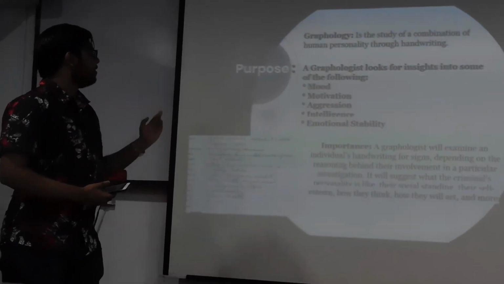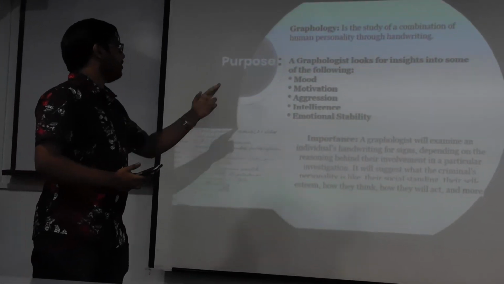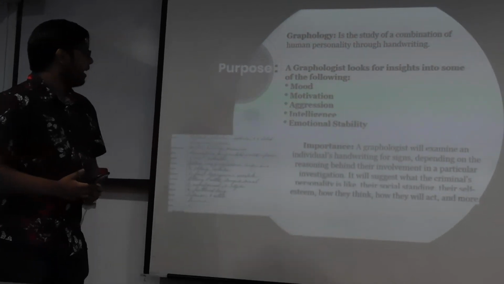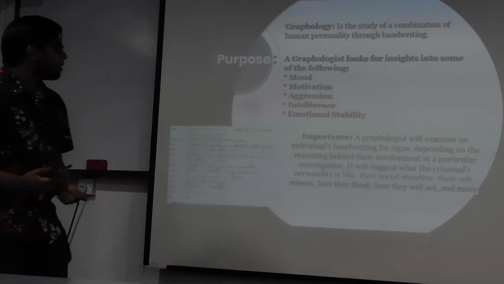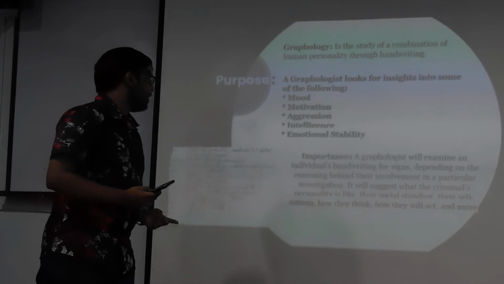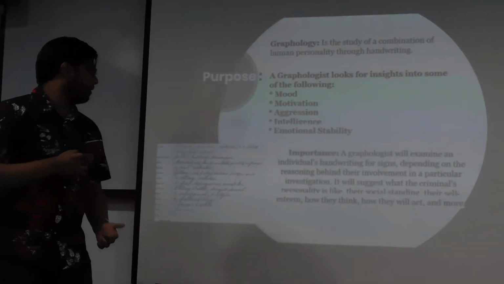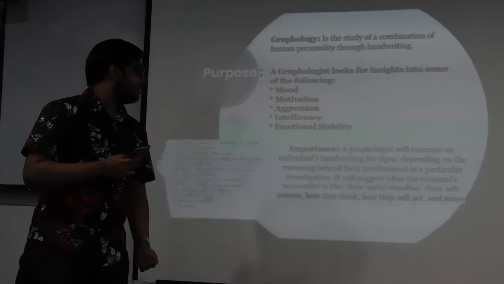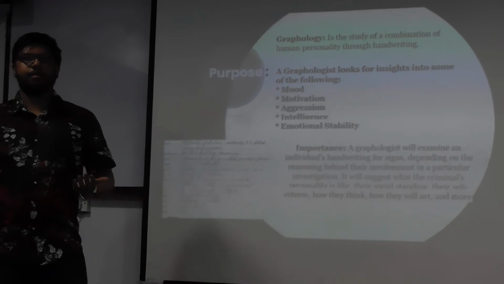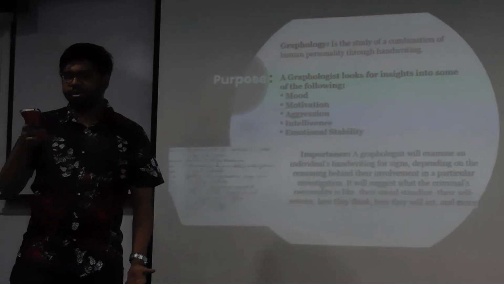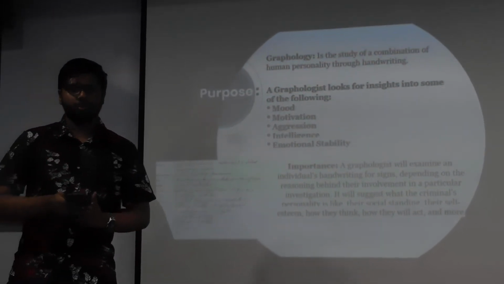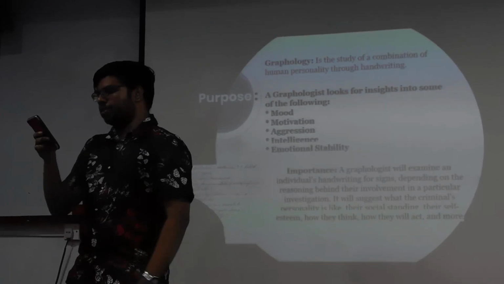So one of the main purposes of graphologists is to look into the mood of the person, the motivation, aggression, intelligence, and emotional stability. Graphology plays a very important role as it will examine handwriting for signs depending on the reason behind their involvement in a particular investigation. It also helps to determine the criminal's personality, their social standing, their self-esteem, how they think, how they act, and many more. So to begin with, Wani will explain the function of graphology.